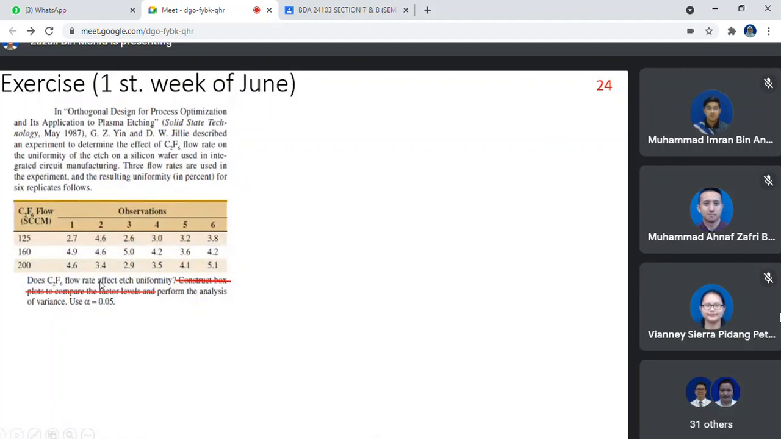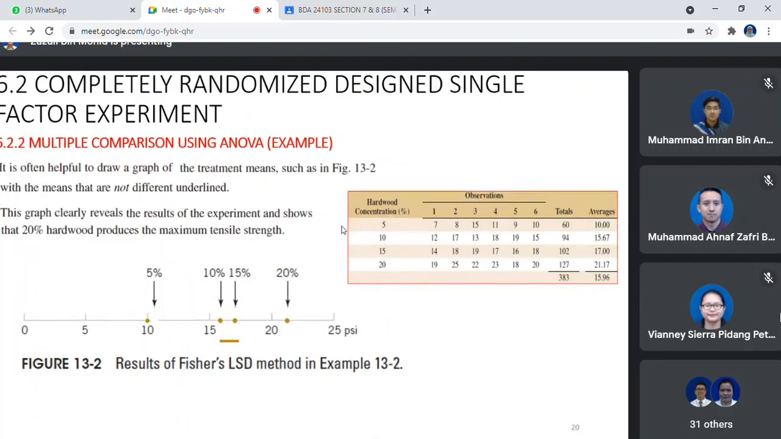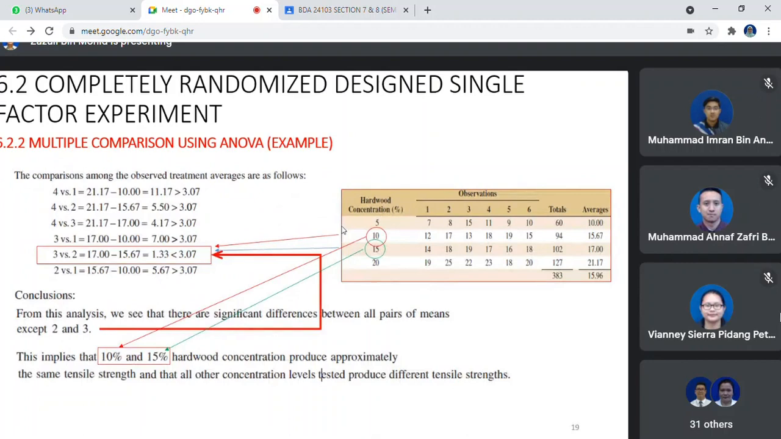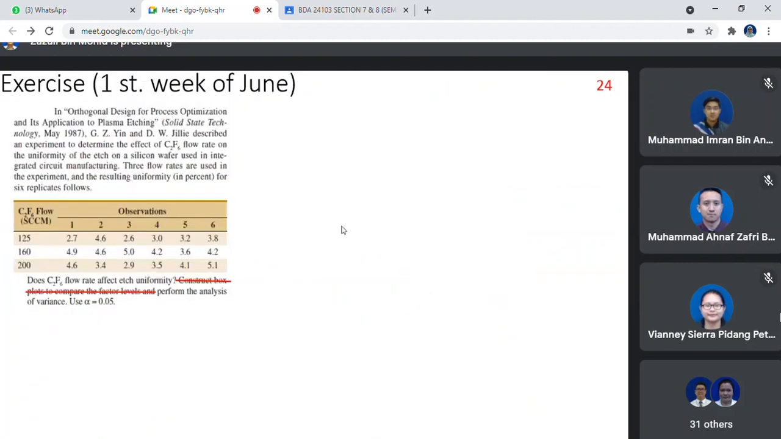So you can calculate it using the F0, you can calculate it using the F distribution, and also, just use alpha 0.05. In this example here, use alpha 0.05.